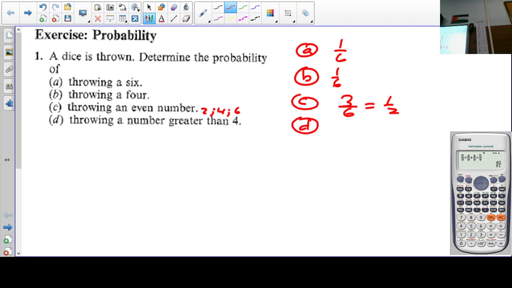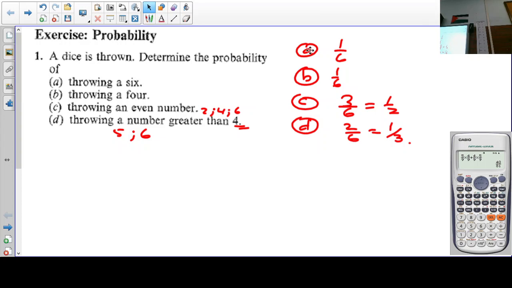D. This is throwing a number greater than 4. What are your options there? 5 and 6. Why not 4? It said greater than. It didn't say greater than or equal. If it was greater than or equal, I would have included 4. So greater than 4 is 5 and 6, which is 2 out of 6, which is 1 out of 3.